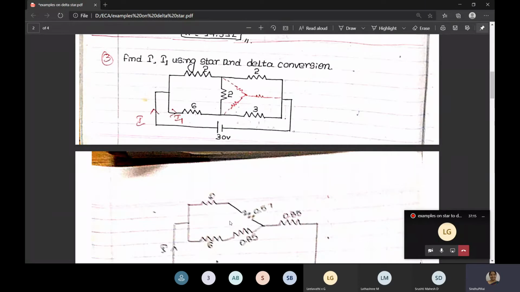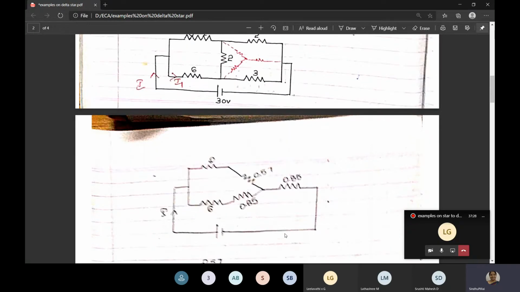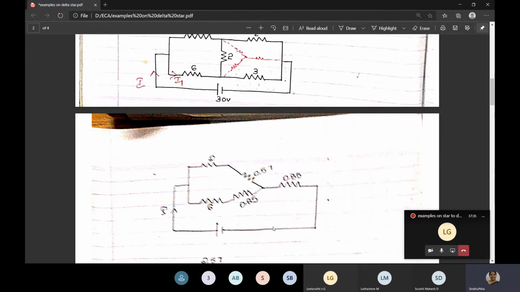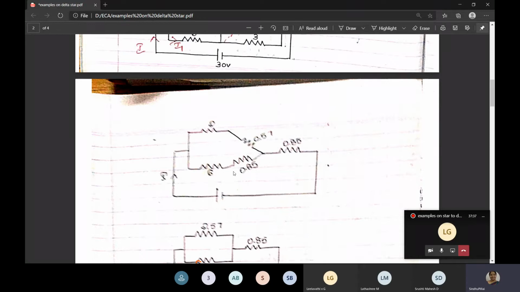You have to draw this reduced network also. Simply just don't calculate in your mind and go for the direct answers. You should not do that. Okay, how this delta got reduced to star, that network should be drawn in the next step. Okay, so I have put here, it is 0.57, 0.85, 0.85, 2 and 6 is written same. Next, what is there? By seeing this network, you will find this 2 and 0.57 are in series. Okay, same current is flowing, and 6 and 0.85 are also in series.